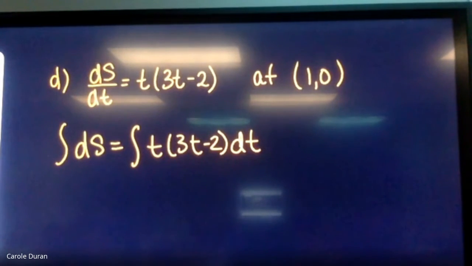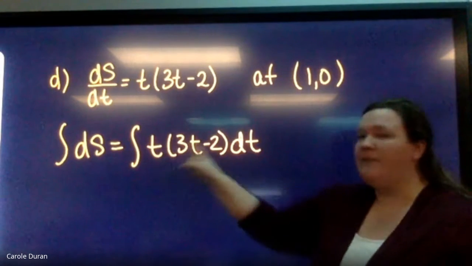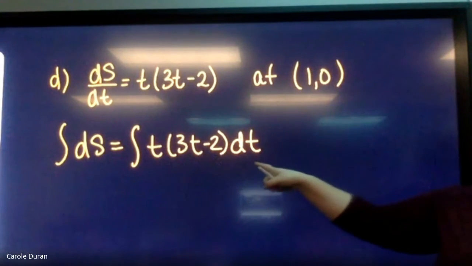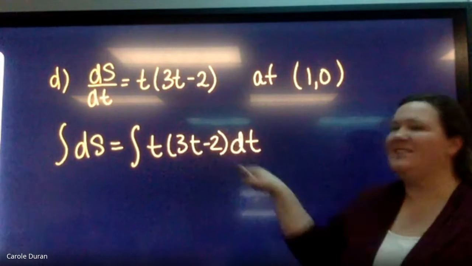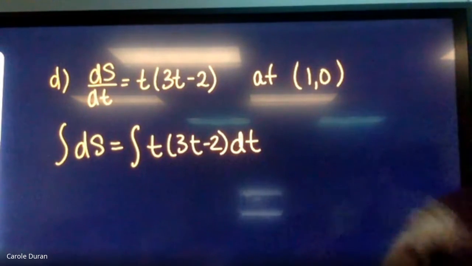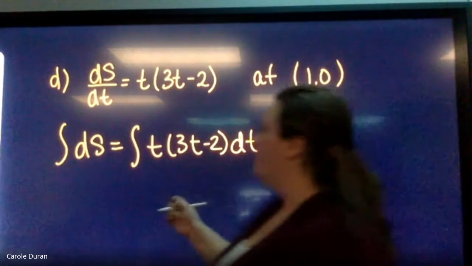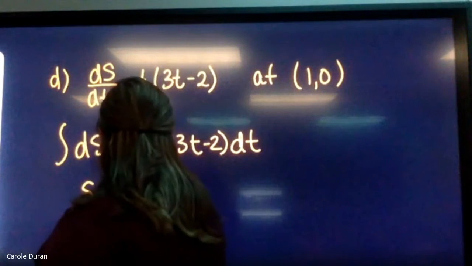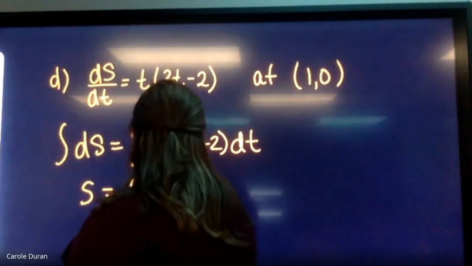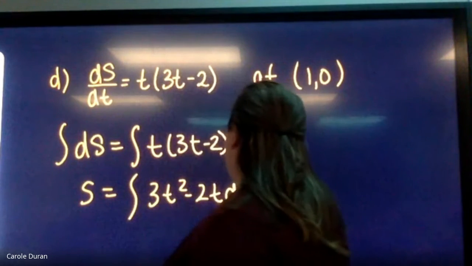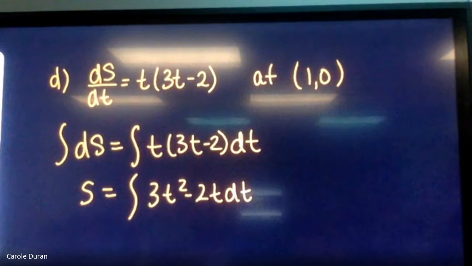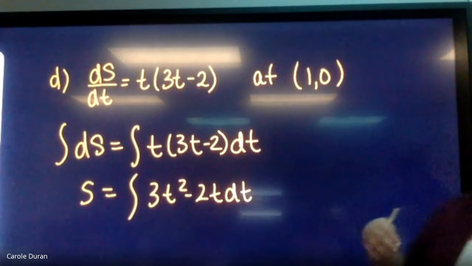Okay, when I'm presented with an integral like this one, it is actually going to be easier for me to simplify this before I try to anti-differentiate it. So I should multiply that t in first, because then it turns into a reverse power rule, which is a lot easier to work with. So that means s is equal to the integral of 3t squared minus 2t, and then dt. The dt just comes at the very end, always.